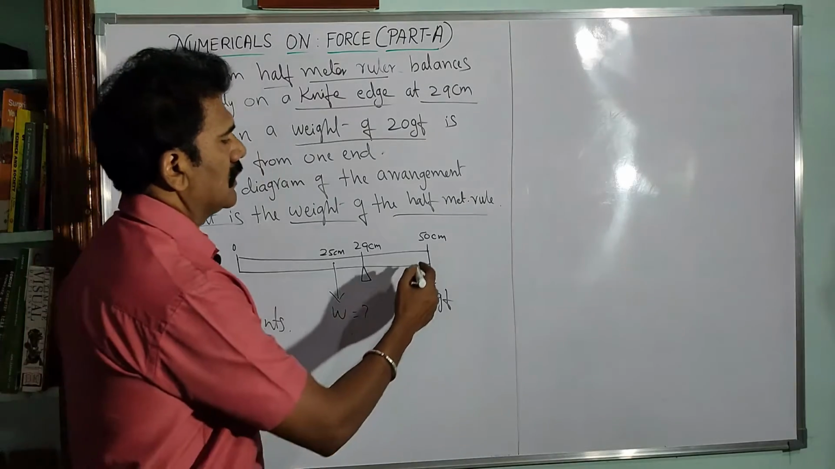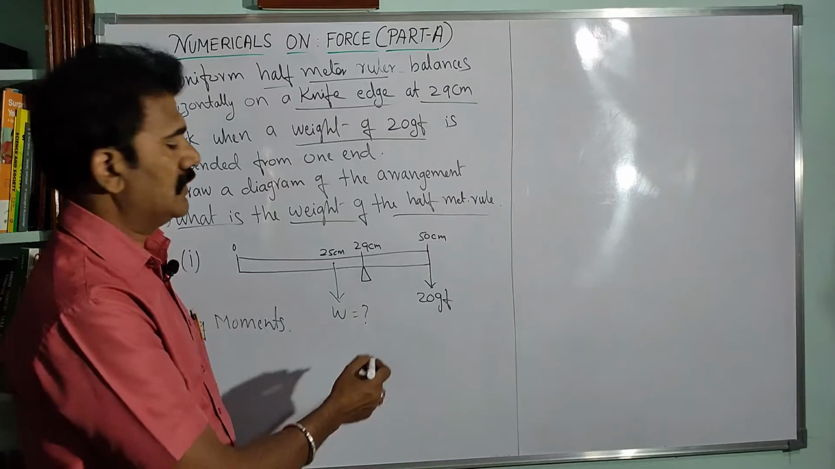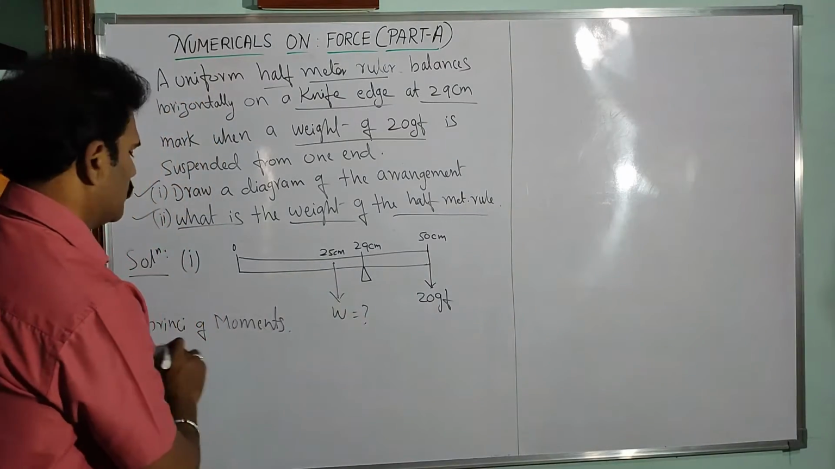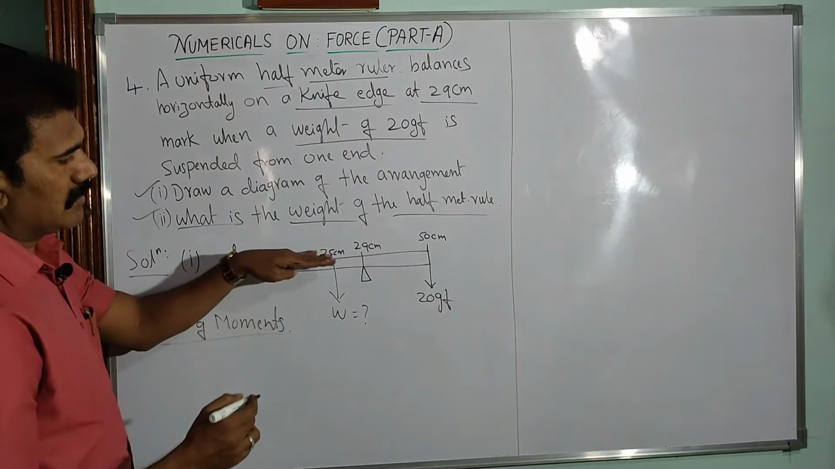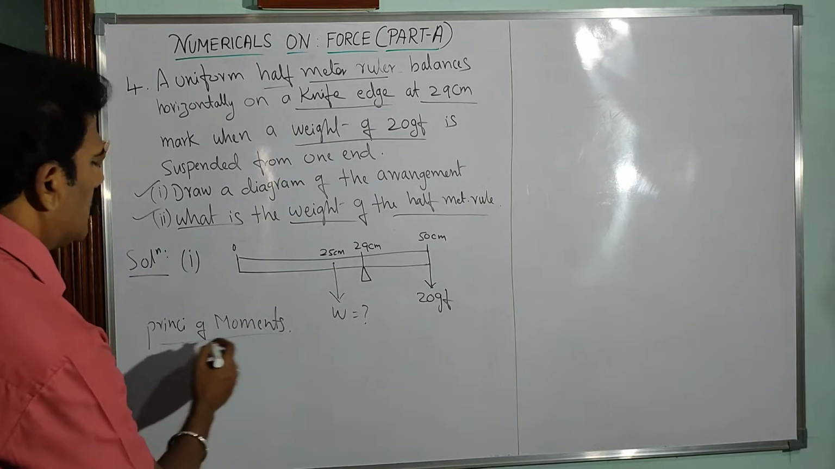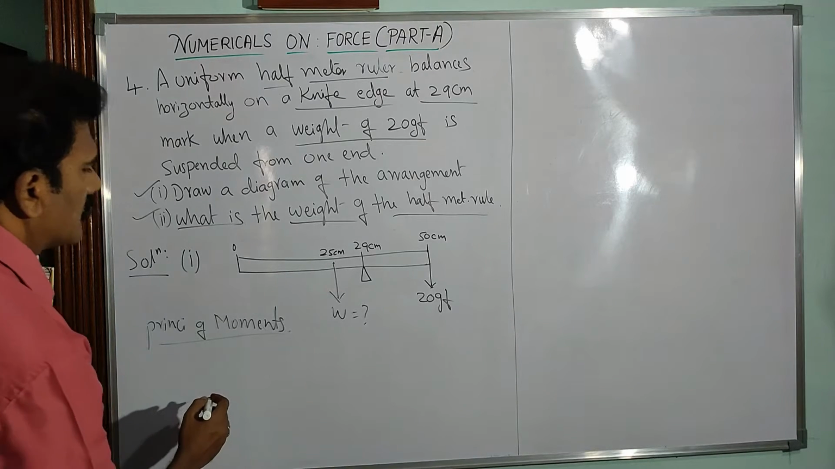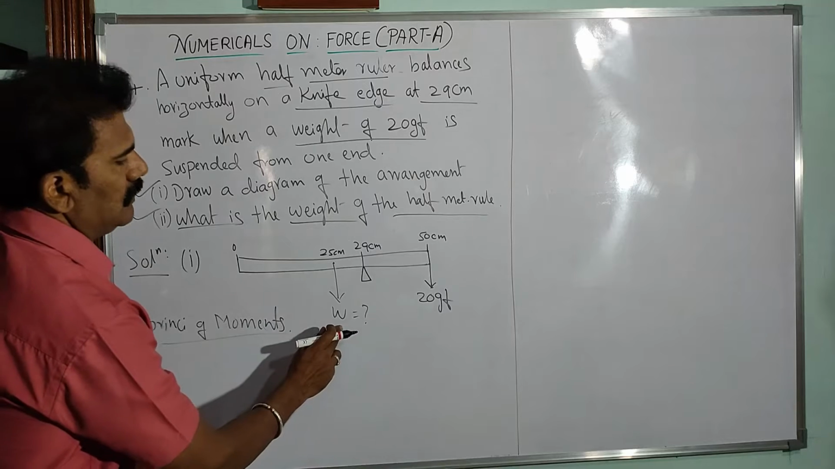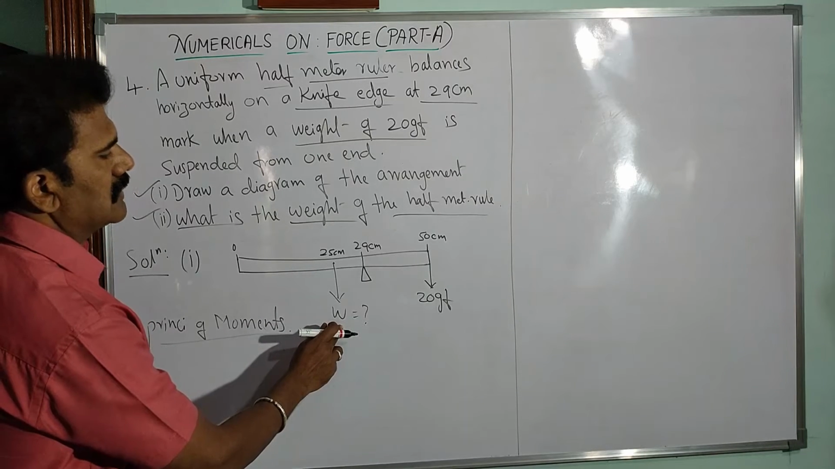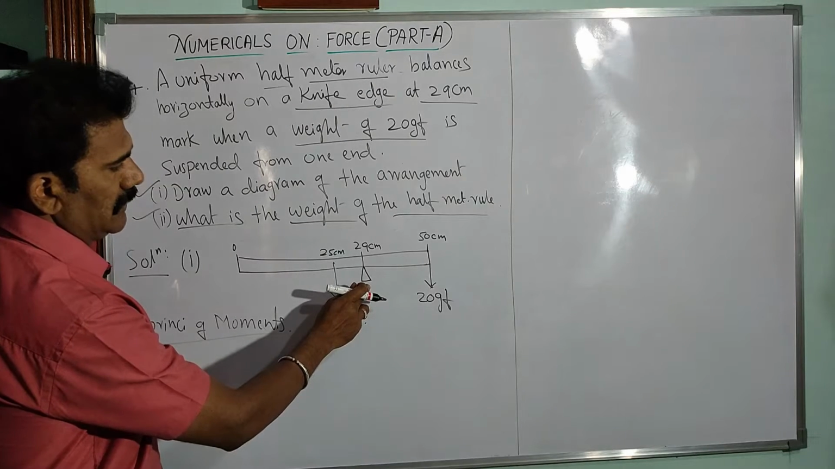So the other one is the moment due to 20 gram force acting in the clockwise direction. These two clockwise and anti-clockwise moments are balanced here, according to the principle of moments, when the beam is balanced. So according to the principle of moments at equilibrium condition, we consider the force into the perpendicular distance from the point of pivot, isn't it?